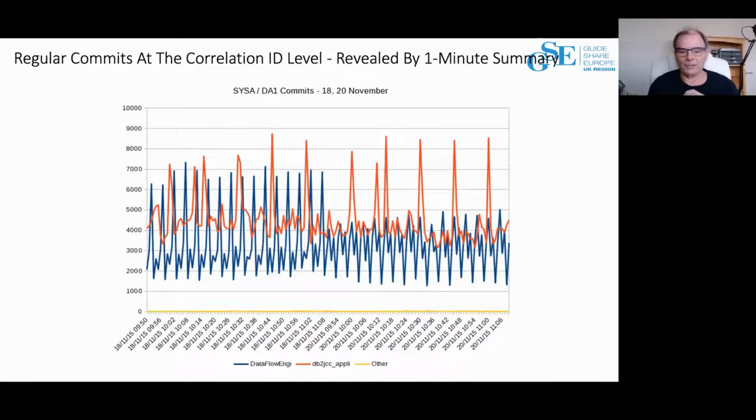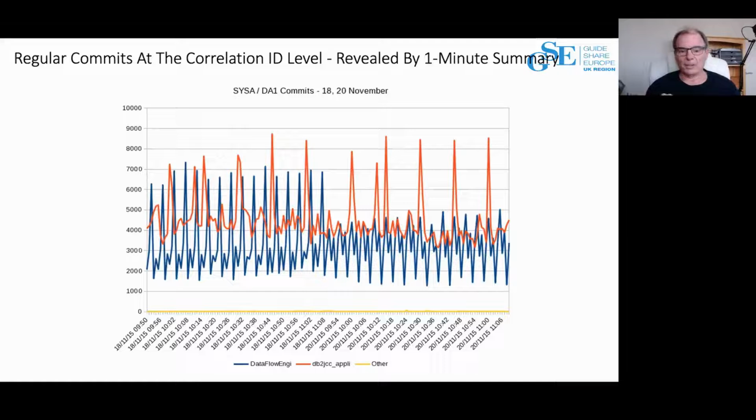Okay, this is a nicer one. I think this is very pretty. So the previous 2 slides were at the subsystem level, but equally at the 1 minute level, you can go down to the correlation ID. And the names at the bottom are the real names, and they're quite commonly seen. So data flow engine, I don't really quite know what data flow engine is. I think that's a customer special one, because I don't often, well, I think I've seen it once.